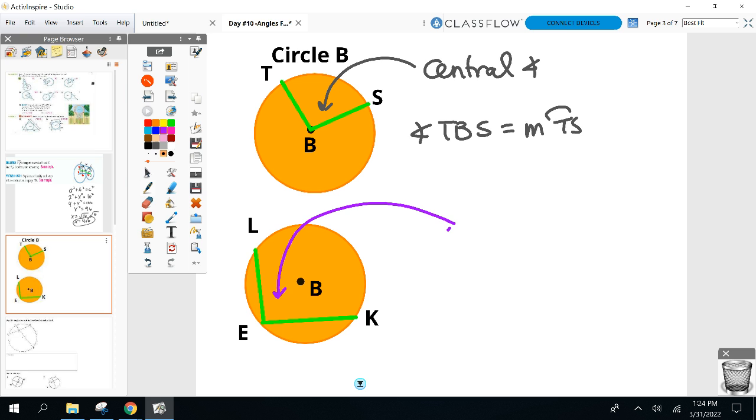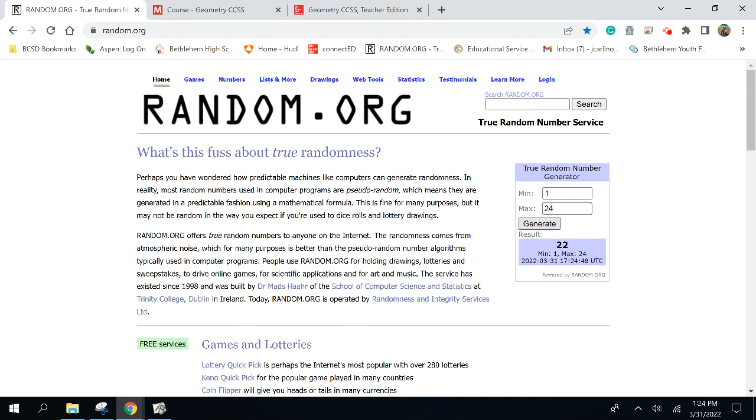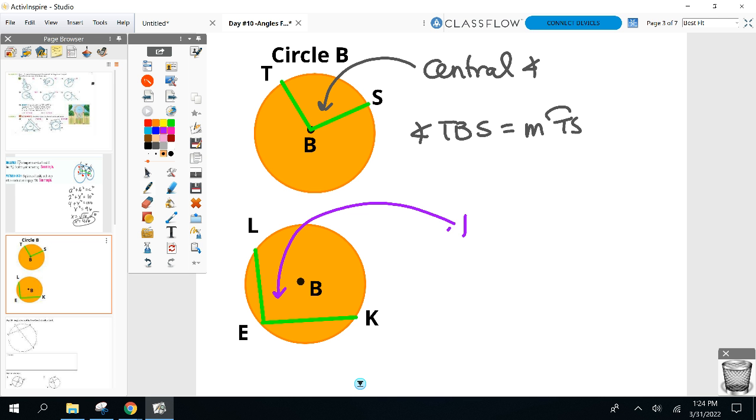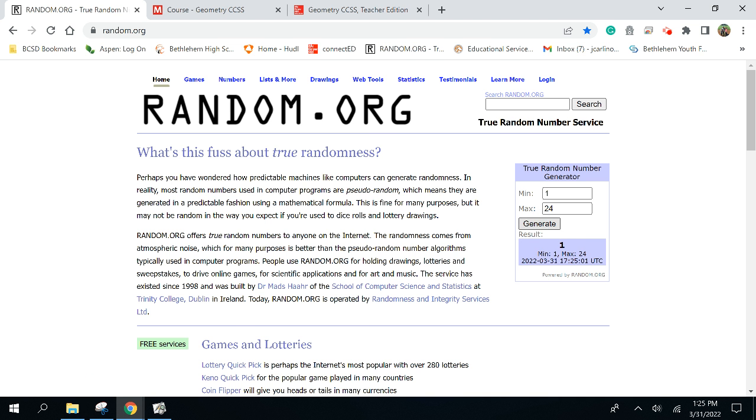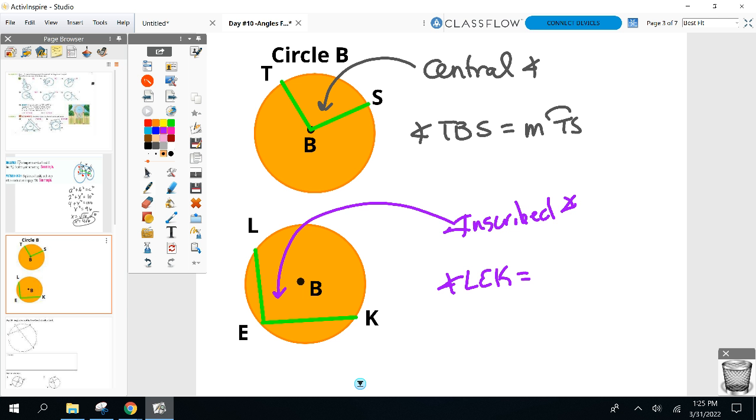Name that angle. What type of angle am I working with here? 22. Inscribed. Good. Angle LEK is equal to 1. Inscribed angle. How do I find the measure? Arc, not length. Measure.